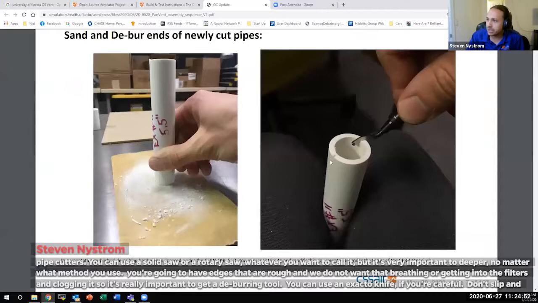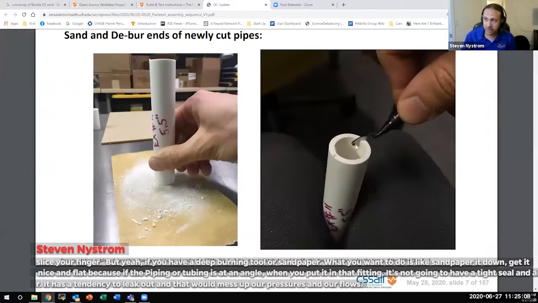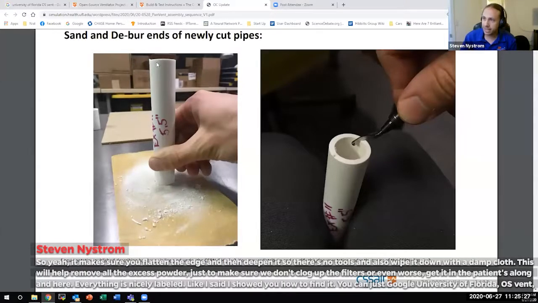But it's very important to deburr. No matter what method you use, you're going to have edges that are rough, and we do not want that getting into the filters and clogging them. So it's really important to get a deburring tool. You can use an X-Acto knife if you're careful, don't slip and slice your finger. If you have a deburring tool or sandpaper, sand it down and get it nice and flat. Because if the piping or tubing is at an angle, when you put it in that fitting, it's not going to have a tight seal, and air has a tendency to leak out, and that would mess up our pressures and our flows. So make sure you flatten the edge and deburr it, and also wipe it down with a damp cloth. This will help remove all the excess powder, to make sure we don't clog up the filters, or even worse, get it in the patient's lungs.